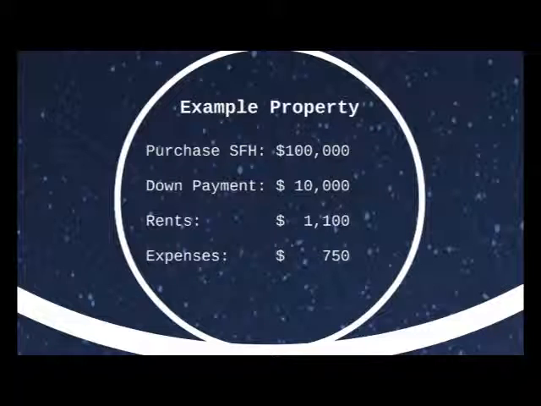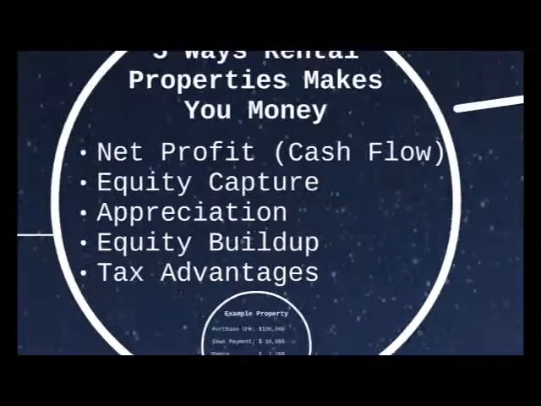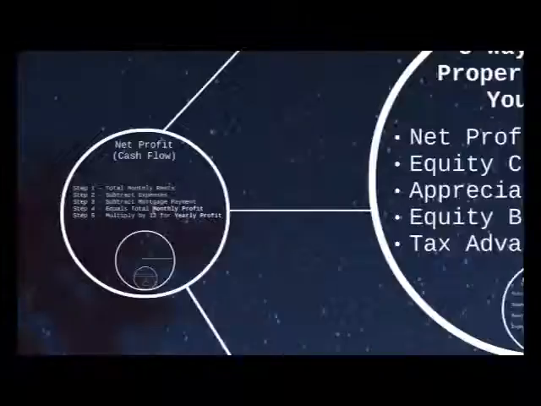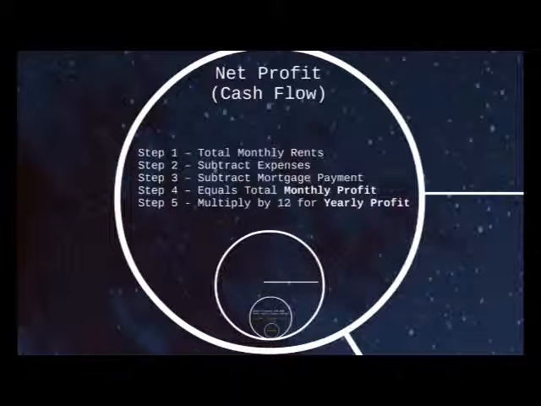So with this example property in mind, let's move on and look at the net profit cash flow. Net profit, which means your cash flow every single month, is really simple. Step 1, total all your monthly rent. However much money you bring in from that one property, total it all up. Step 2, subtract the expenses. That could be insurance payments, taxes, utilities, homeowners association fees, whatever expenses come with the property. You need to total all those up and subtract that from the monthly rent. Step 3, subtract the mortgage payment from what's left over from the rents minus the expenses.